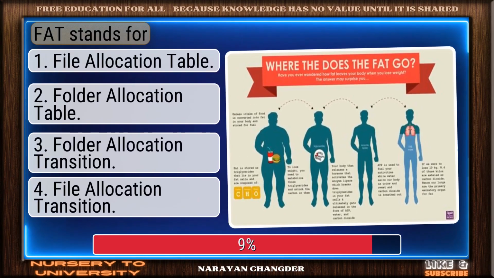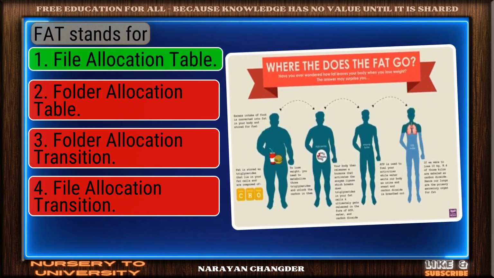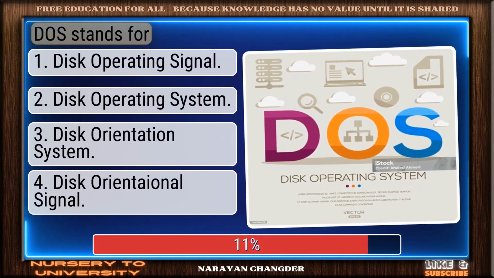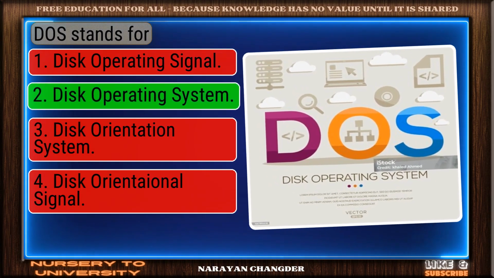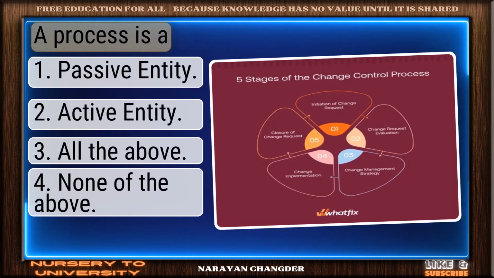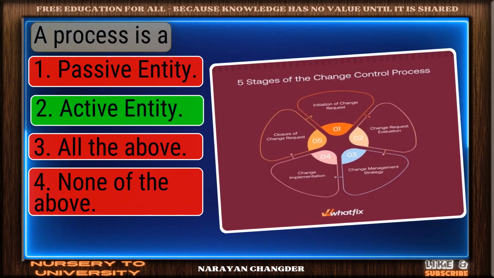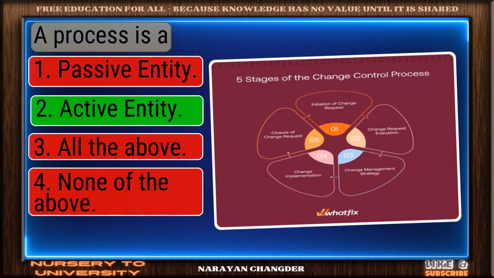FAT stands for... Great job. File allocation table is the accurate answer. DOS stands for... Excellent. Disk operating system is a brilliant choice. A process is a... Excellent choice. Active entity is the right answer.